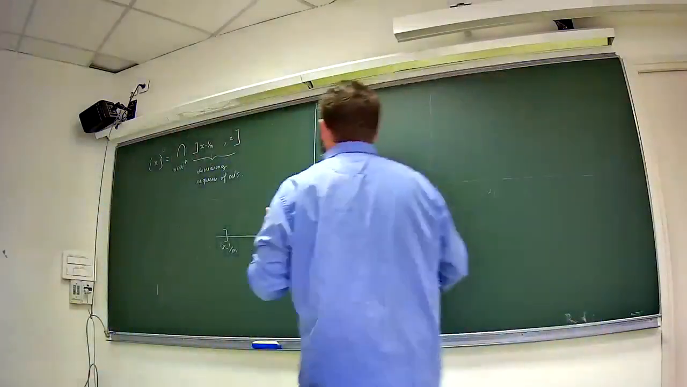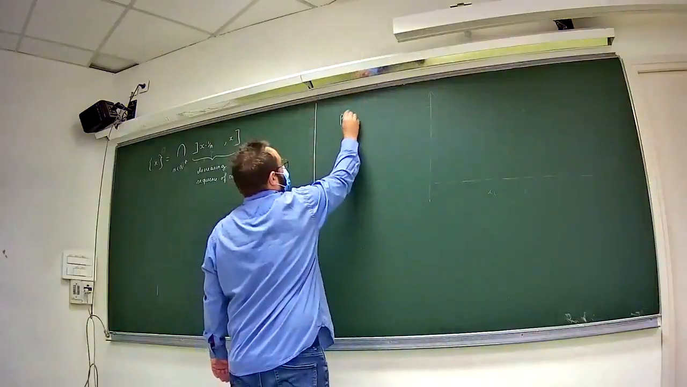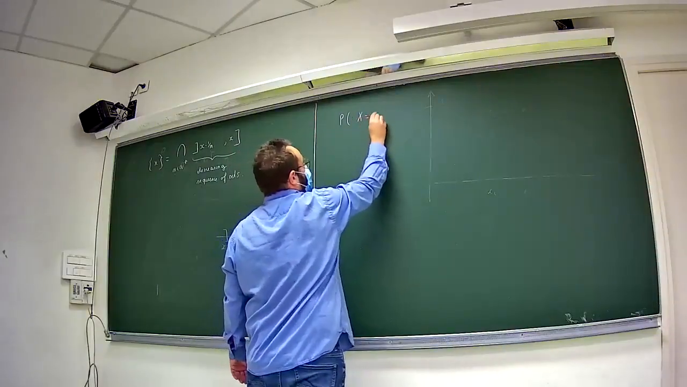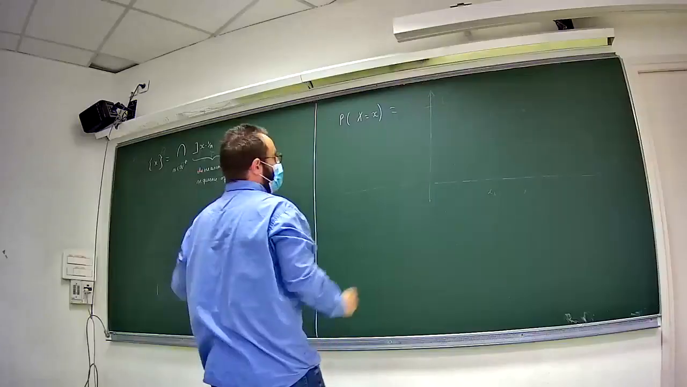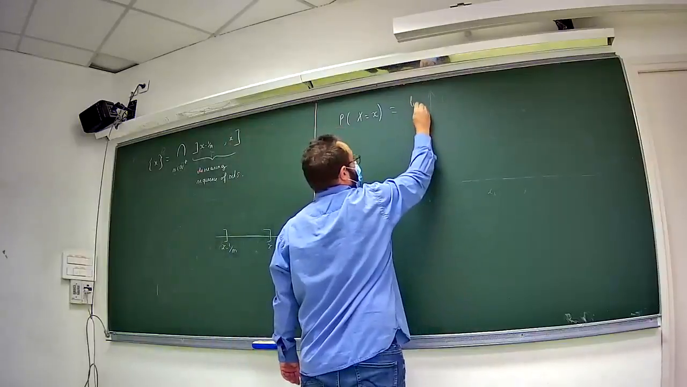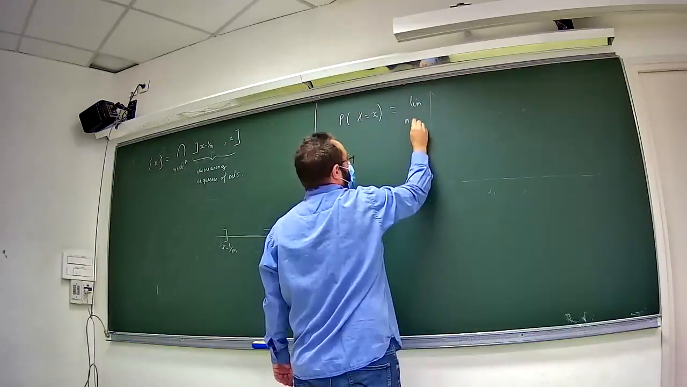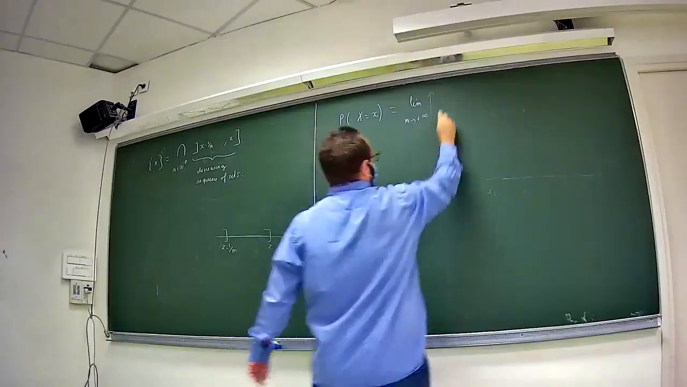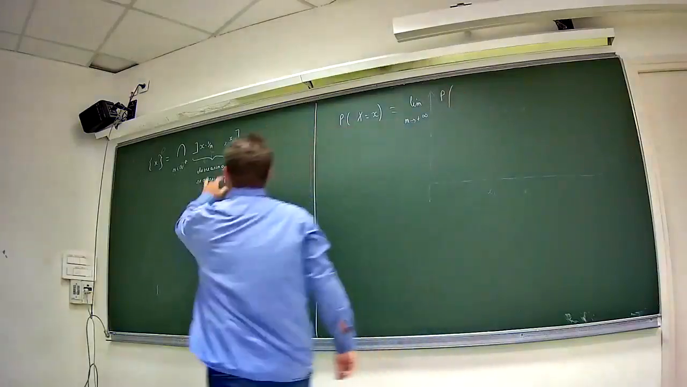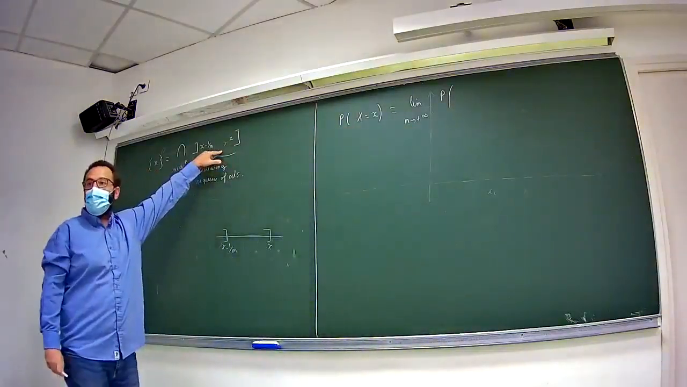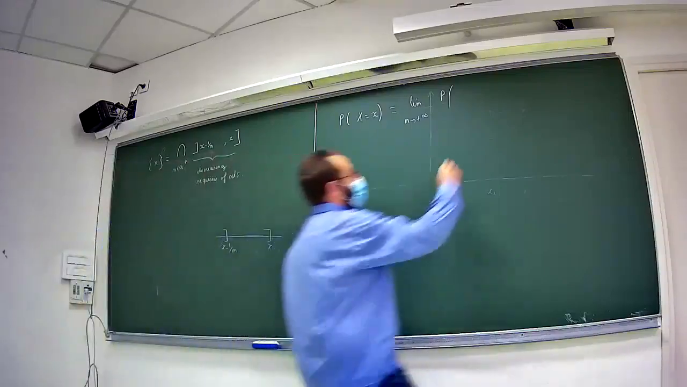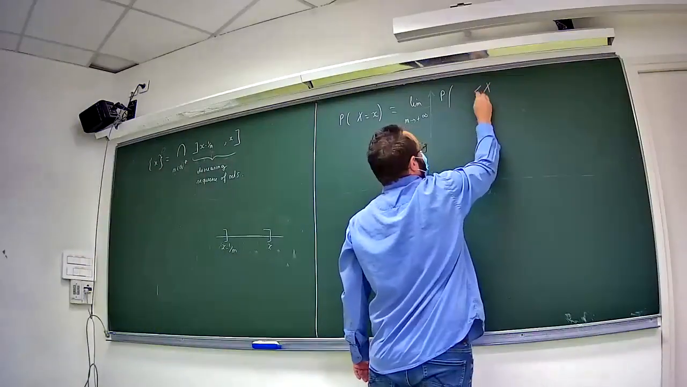So if I apply this result, that is a result from the first part of the course, the probability that x is equal to small x, using what I have written here, is just the limit when n goes to plus infinity of the probability that x belongs to this interval, that is exactly this one.